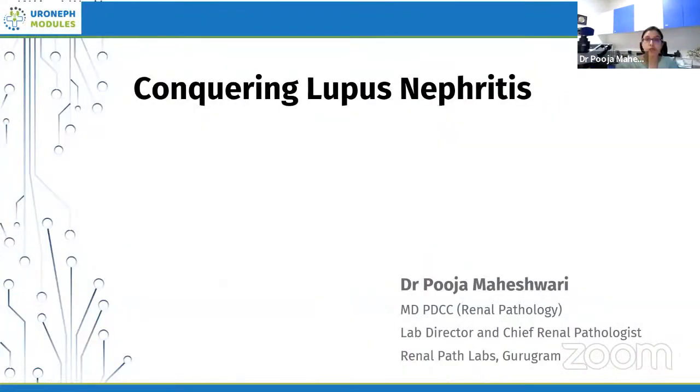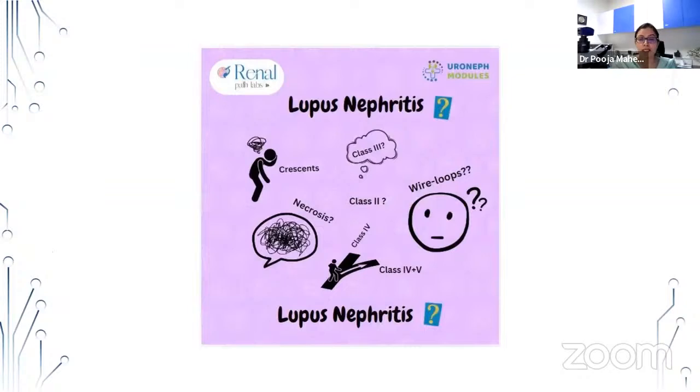So the topic is lupus nephritis, and the dilemma never ends. For a new pathologist, this may be a nightmare when a biopsy of lupus nephritis comes and there are 2 or 3 cores, and then you have to count all the cores. Sometimes there is a lot of confusion if the concepts are not clear. So whether it is a crescent or not, which crescent it is, whether it is class 4, whether it will go into class 4+5, whether there are wire loops or not.